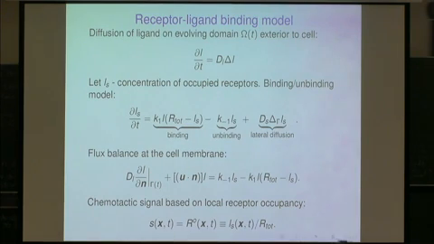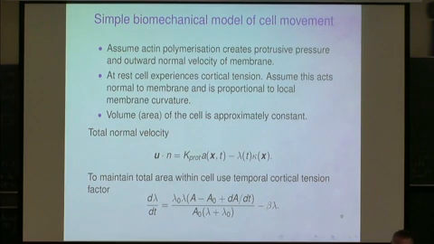So that's the model. So I'm going to move my cell. So how am I going to move it? So again, I'm going to have some assumptions here. So I'm going to assume that actin polymerization creates some protrusive pressure and some outward normal velocity of the membrane. So basically where A is large, I'm going to push my way out.